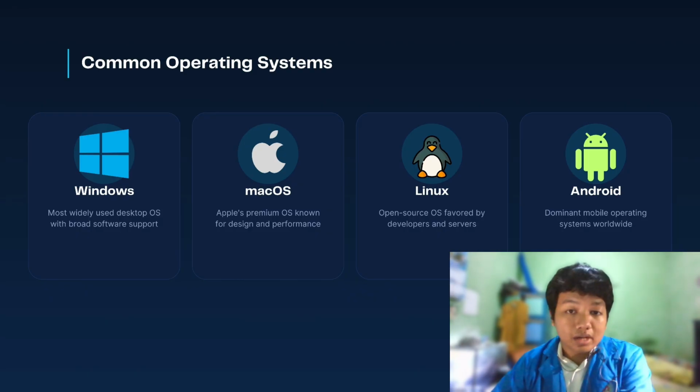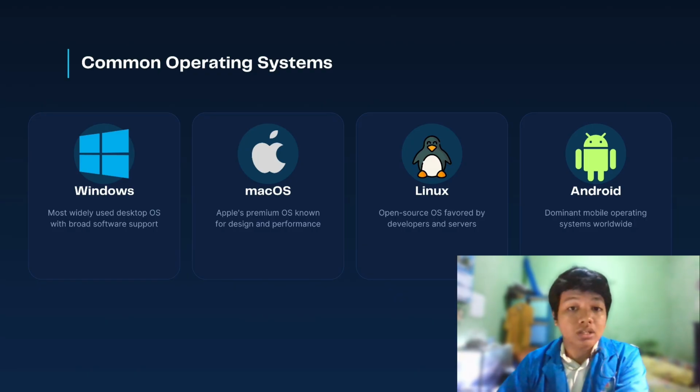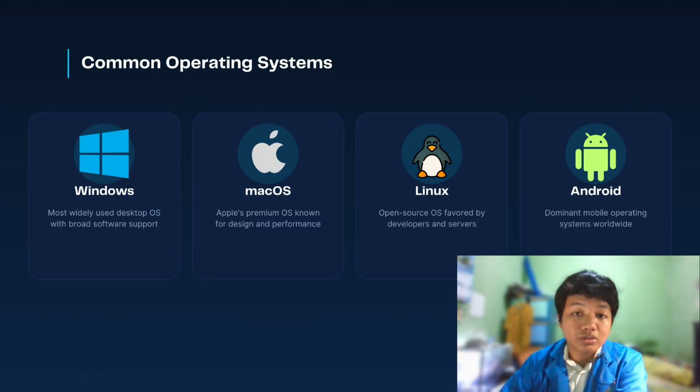The second one we have is macOS by Apple, which is famous for its creative design and smooth interaction with Apple products. And the third one we have is Linux, an open source operating system that is highly secure and favored by many developers. And finally, let's not forget about mobile operating systems like Android or iOS, which power almost every smartphone and tablet we use today.